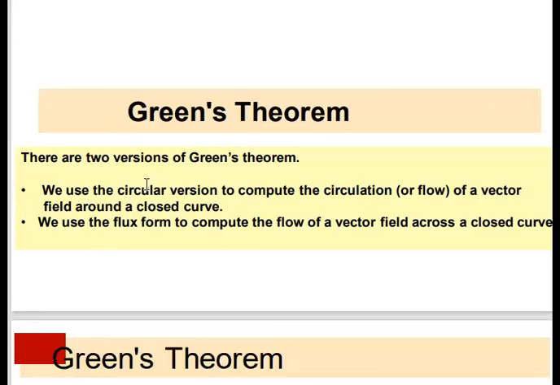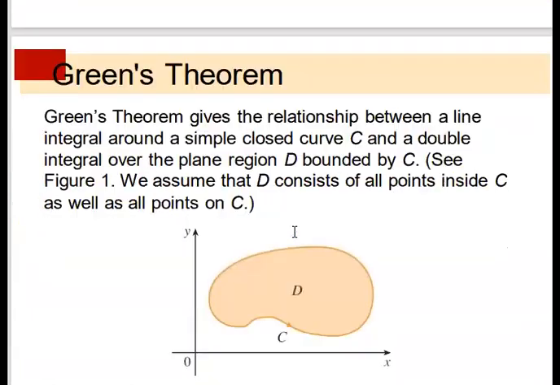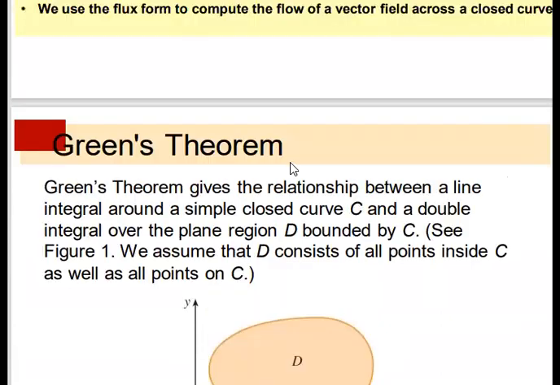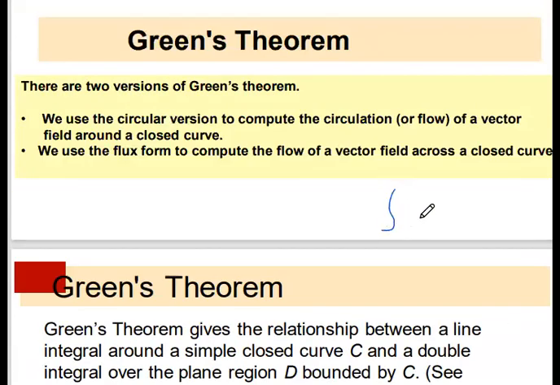If this domain is simply connected, you can use Green's theorem, and let's assume the vector field is continuous and very smooth, and this is a simply connected domain. Then you can apply Green's theorem instead of computing that line integral, without computing that line integral.